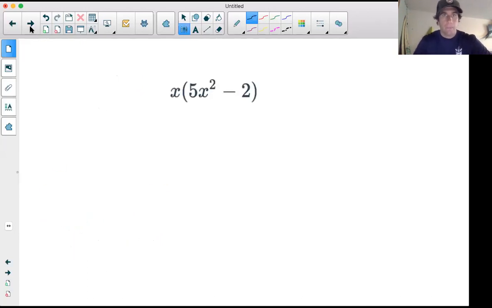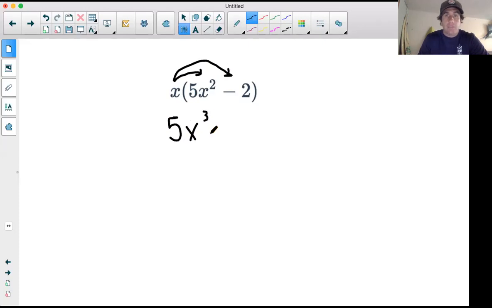Let's do another. All right. What's on the outside? We have x, okay? So now you have to take x and multiply it, because you're distributing, to 5x squared and to negative 2. Now, x times 5x squared. So when you multiply here, the coefficient's 1, so 1 times 5 is going to give me 5. X times x squared is x cubed.